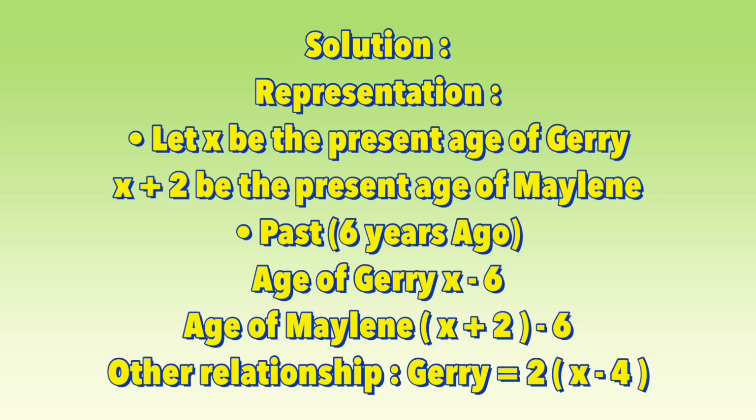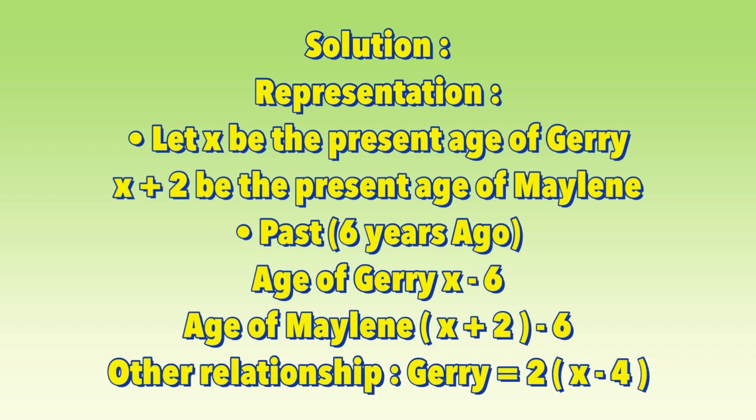Let x be the present age of Jerry, because we do not know the age of Jerry. And Millen is already identified as 2 years older than Jerry, so our expression is x plus 2 for the present age of Millen. This problem involves past years, so we consider 6 years ago. We subtract from the present age: since Jerry is x, we have x minus 6 years. The age of Millen is x plus 2 minus 6 also.